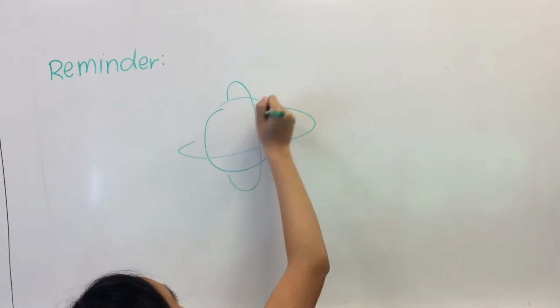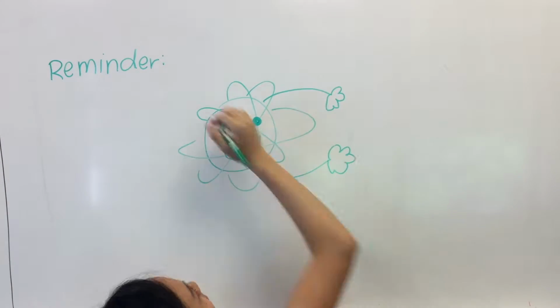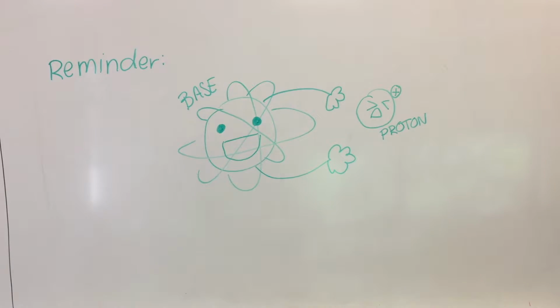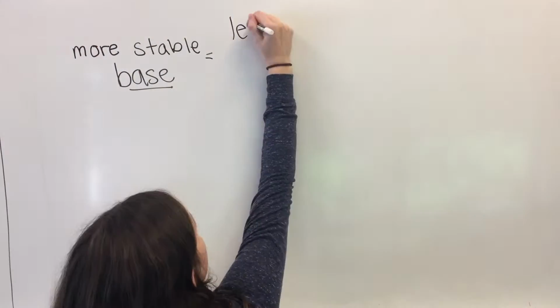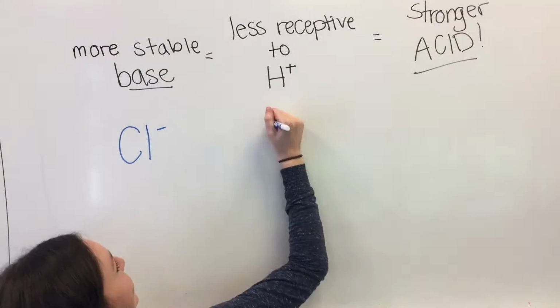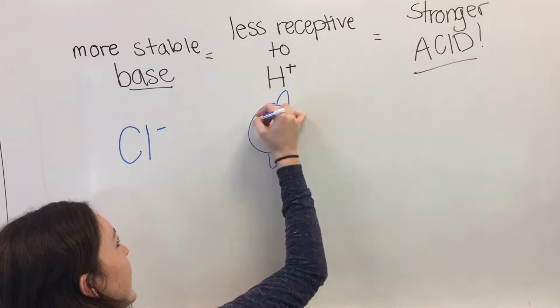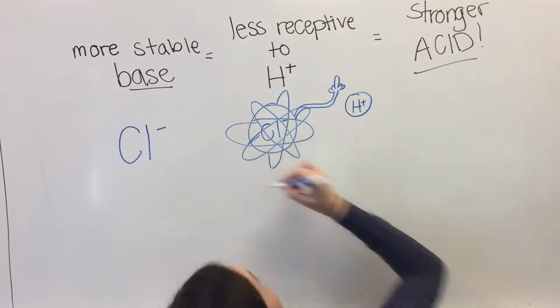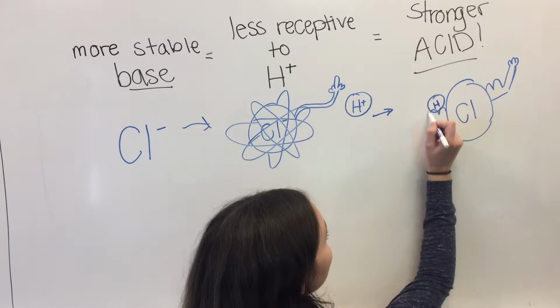As a reminder, base stability describes how reactive a species is to accepting a proton. A more stable base is less reactive, while a less stable base is more reactive. Stronger acids create stable bases. The more stable a base, the less receptive it is to a proton and the stronger the acid counterpart.